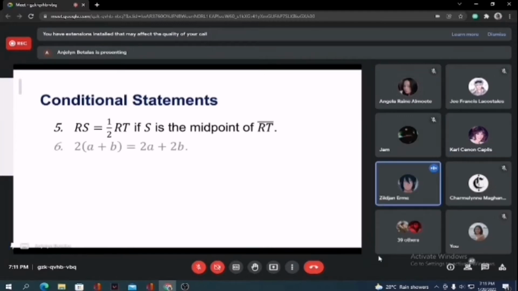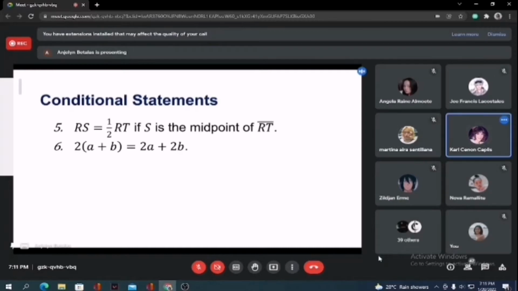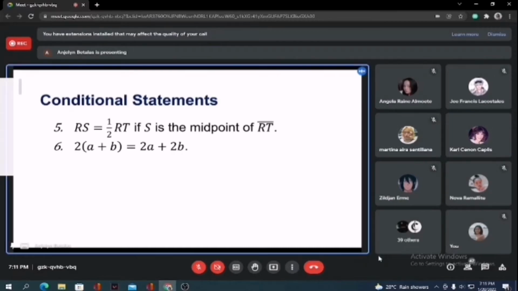Number 6. Twice the sum of A and B is equal to 2A plus 2B. The hypothesis is twice the sum of A plus B, 2 times the quantity A plus B. Then the equals sign, so the conclusion is 2A plus 2B. It looks different in form, but it's still an if-then statement.